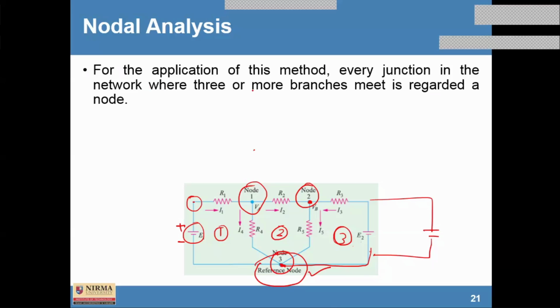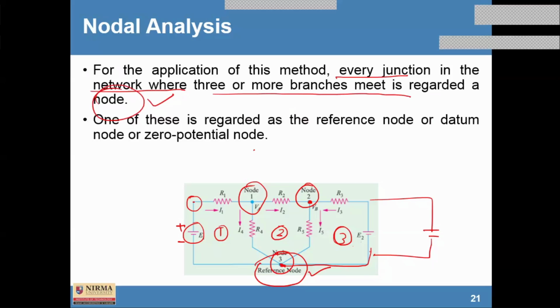So as per the definition, every junction in the network where 3 or more branches meet is regarded as a node. That is what we discussed previously. One of these is regarded as the reference node, or a datum node, or a zero potential node. So these three different names are given to that node: reference node, datum node, and zero potential node.